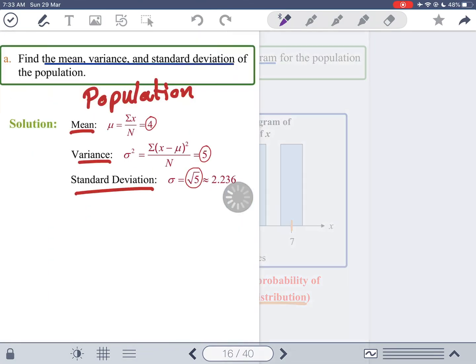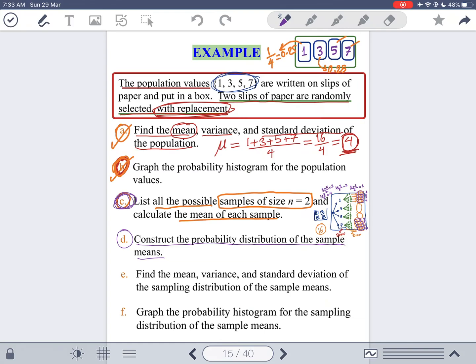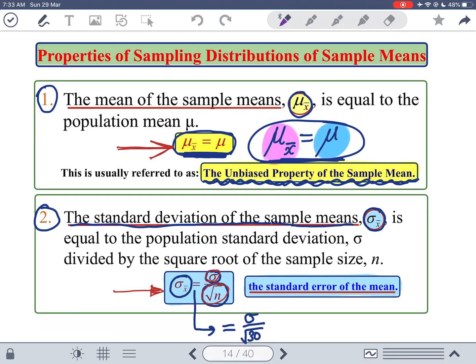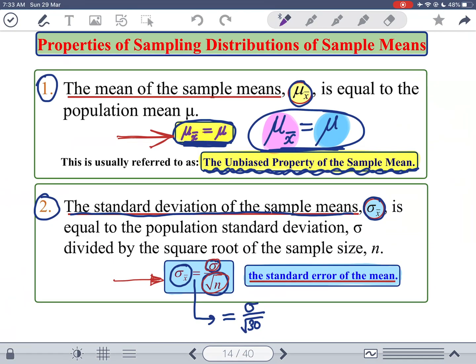At the beginning, when we calculated the population mean, we also got 4. So this is reminding you of the first fact that I told you that you need to know, that the mean of the sample means is the population mean. Okay, and of course, the standard deviation has this formula.